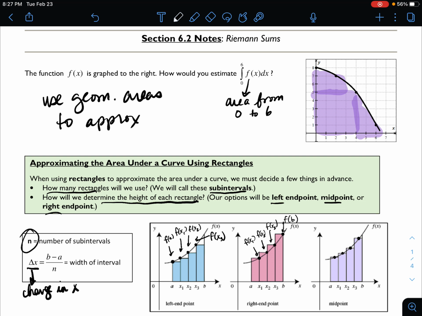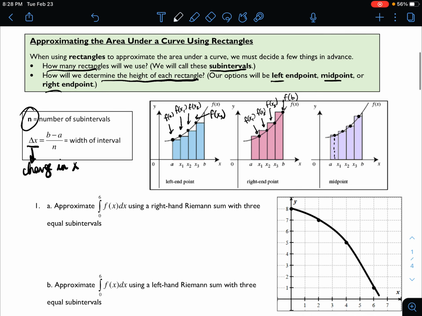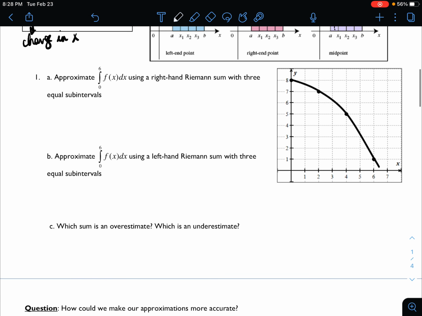For a midpoint Riemann sum, that means I'm going to use a point that is halfway between my left endpoint and my right endpoint. It does not mean that it's an average of the y values. It's actually the middle of the x values and whatever the y value is there. So let's actually work on estimating some integrals with these Riemann sums.